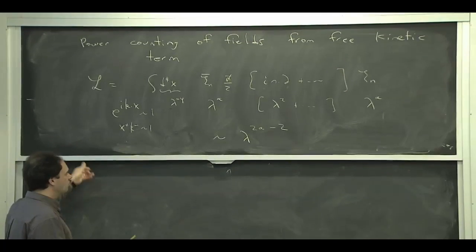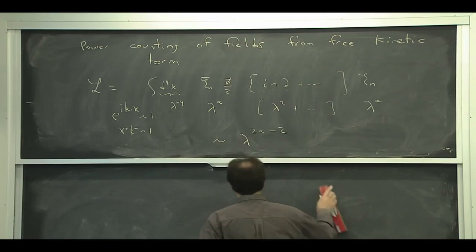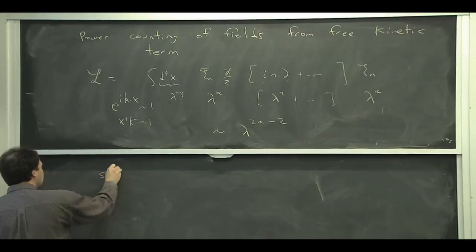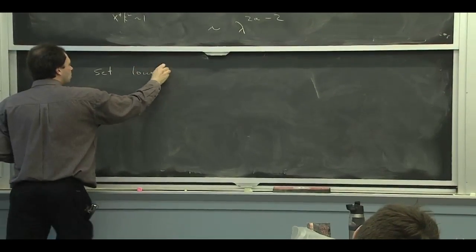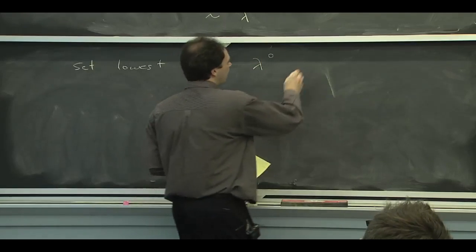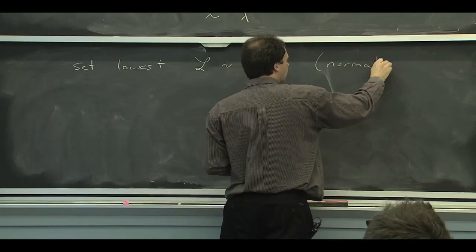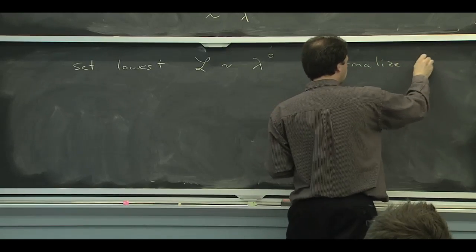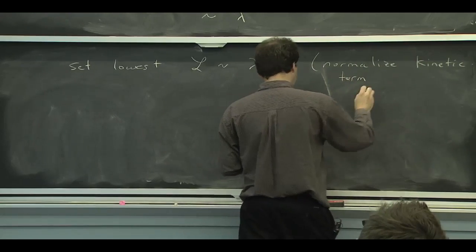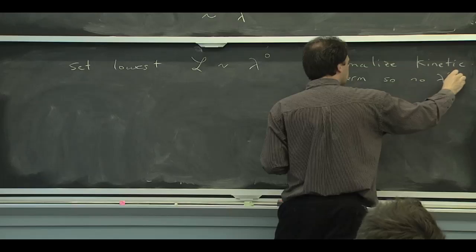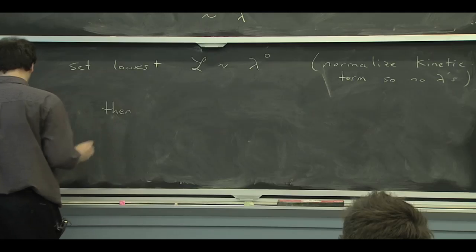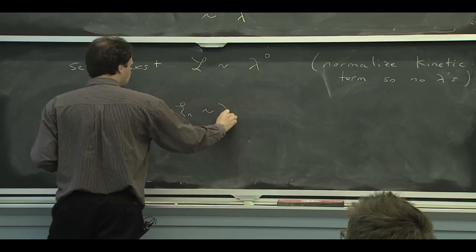Now, the way that we do effective field theory is we look at the lowest order term, and we count everything relative to that. So what we do is we say we want the lowest order Lagrangian to scale like lambda to the 0. And you can think of that roughly in the power counting sense as normalizing the free kinetic term, or normalizing the kinetic term in general. And then once you do that, you've fixed what the scaling of the field is. Cn is of order lambda.